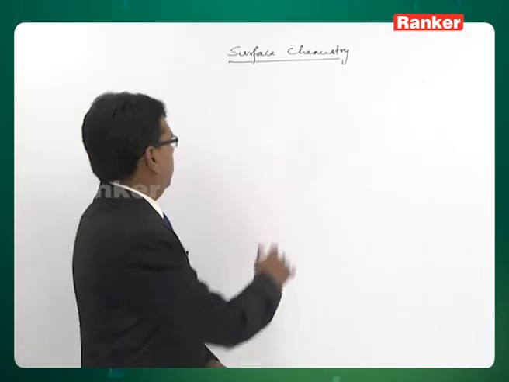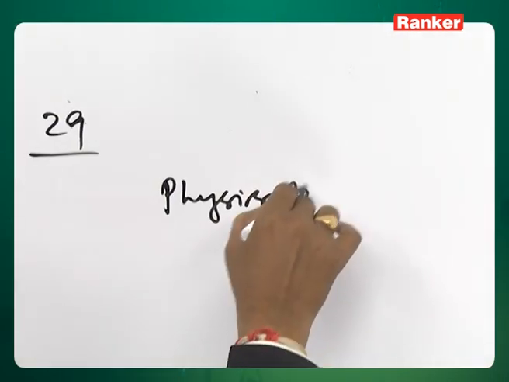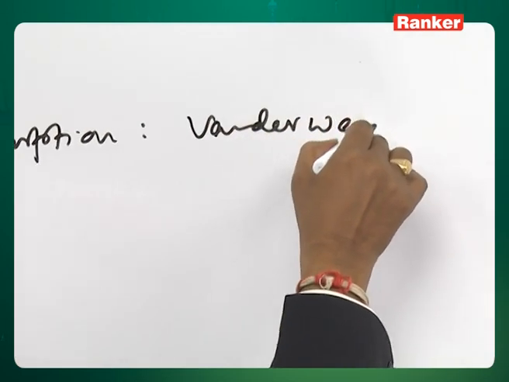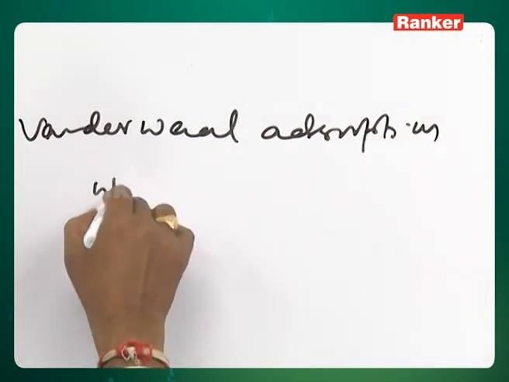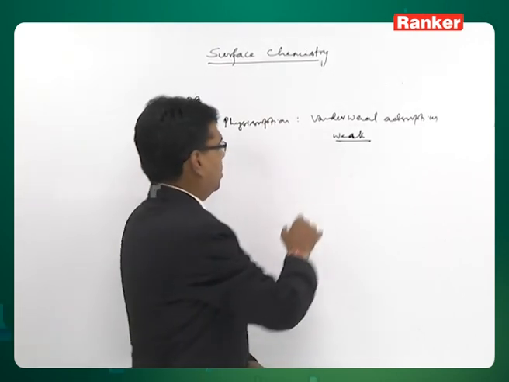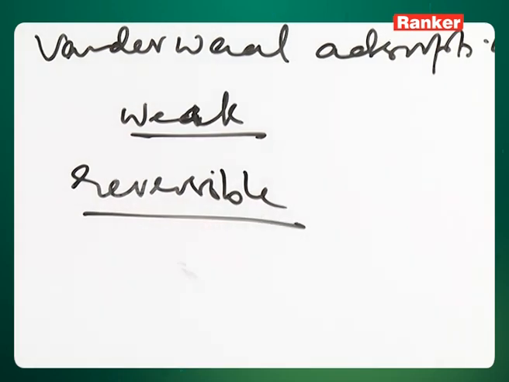Now, let us move to question number 29. Which of the following statements are wrong for physisorption? Physisorption is reversible. Yes, because physisorption is a van der Waals adsorption. So, it is weak. Being weak, it is reversible, whereas chemisorption is irreversible.